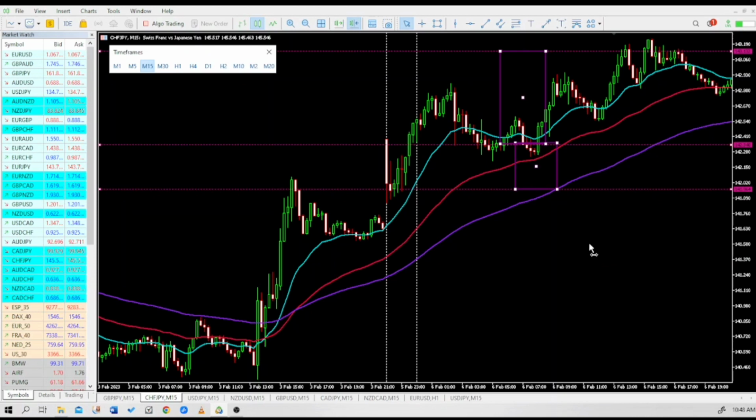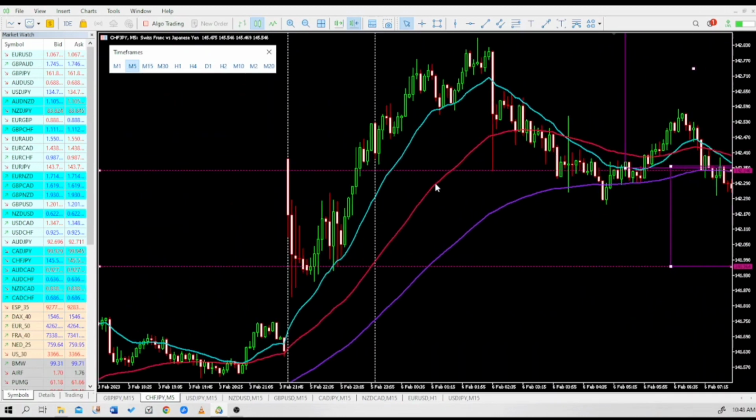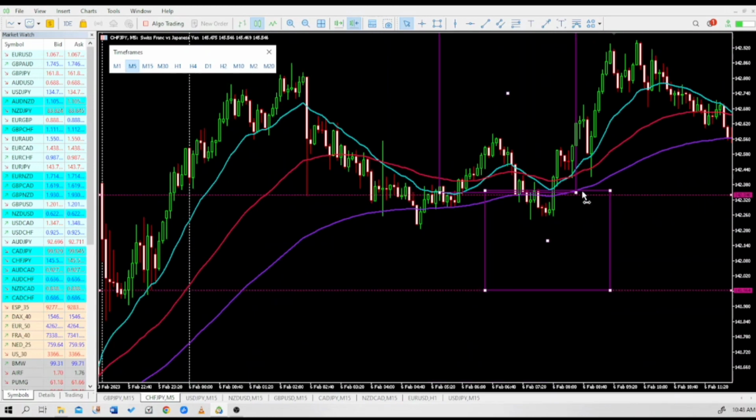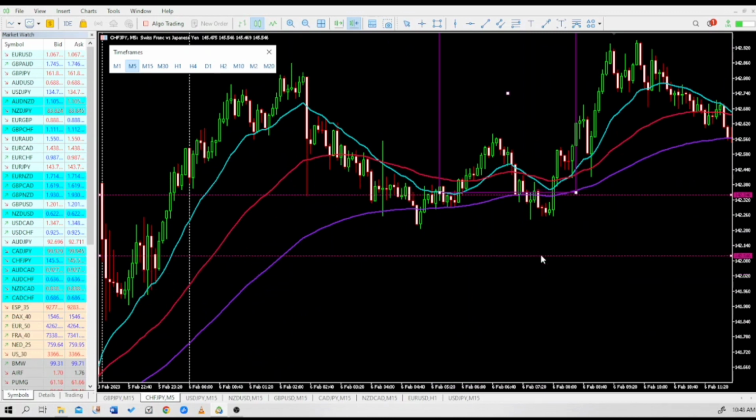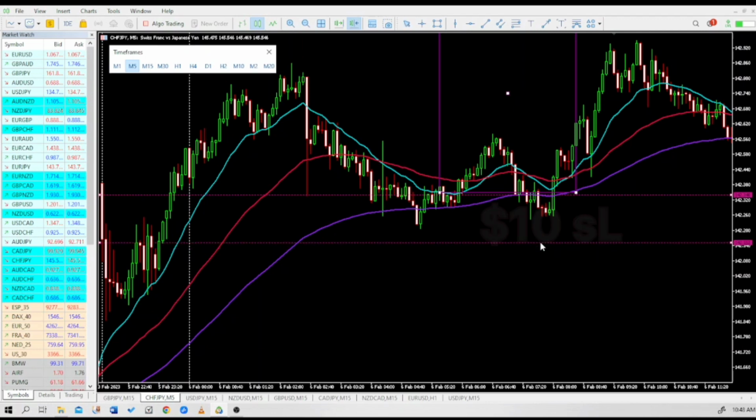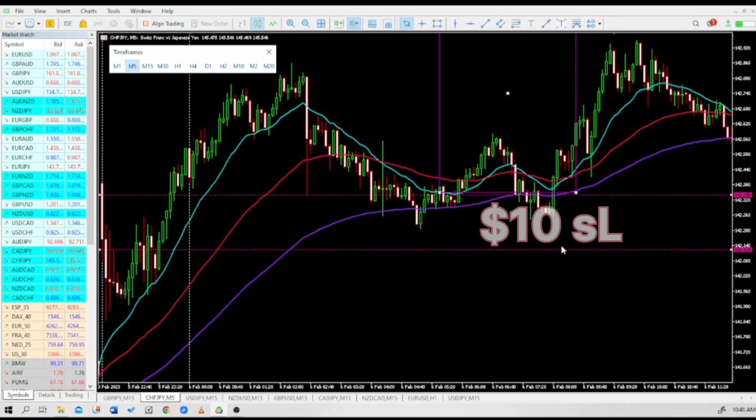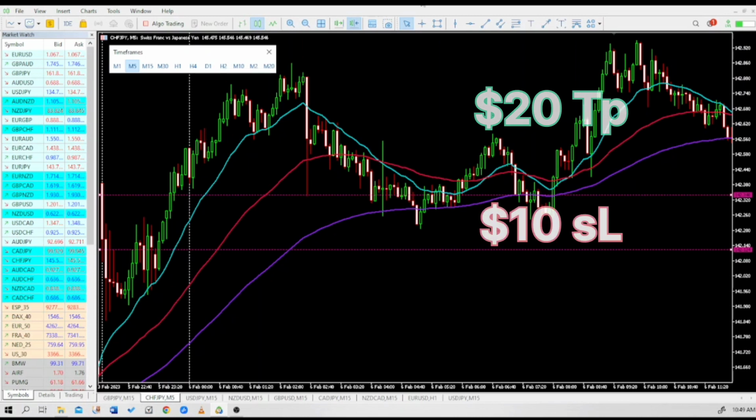So on a small time frame like M15 or M5, you can risk something small. Let's say you're on M5 and you are trading. On this M5, your stop loss can be very tight. So instead of risking $20 or $30 or $50, now you are risking $10 because your stop loss becomes very small. Do you understand the concept I'm trying to explain to you here?